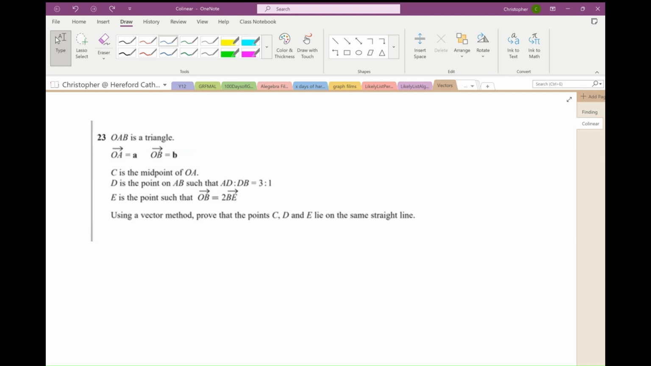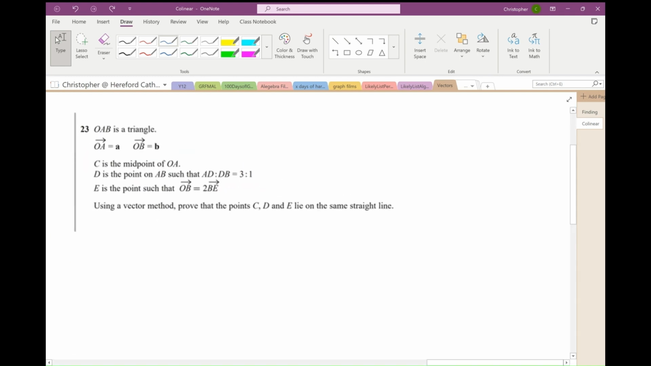Okay, question 23. OAB is a triangle. Now, there's no diagram drawn for me here. So the first thing I'm going to do is to draw a diagram and to write all the information on that diagram. So perhaps you should pause the film and try and draw the triangle yourself.